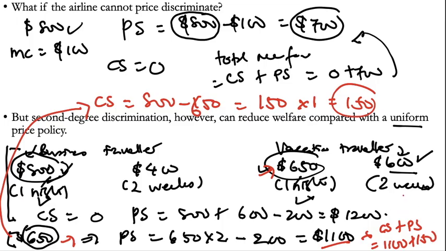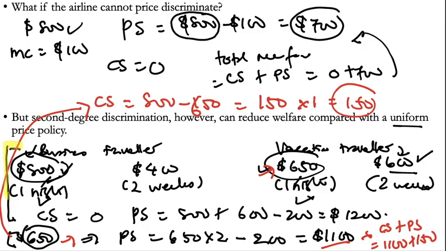So altogether it will be 1,250. Okay, so in this case, can we say that second degree price discrimination reduces welfare or not? Yes, obviously, yes. By how much? By 50. How do you know? You look at the first case here.